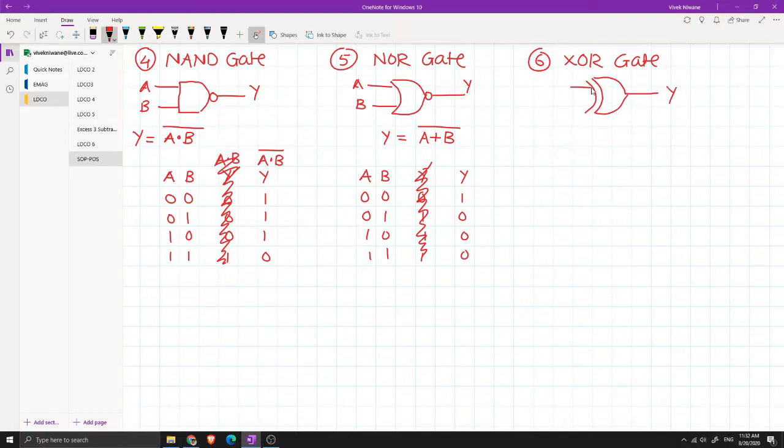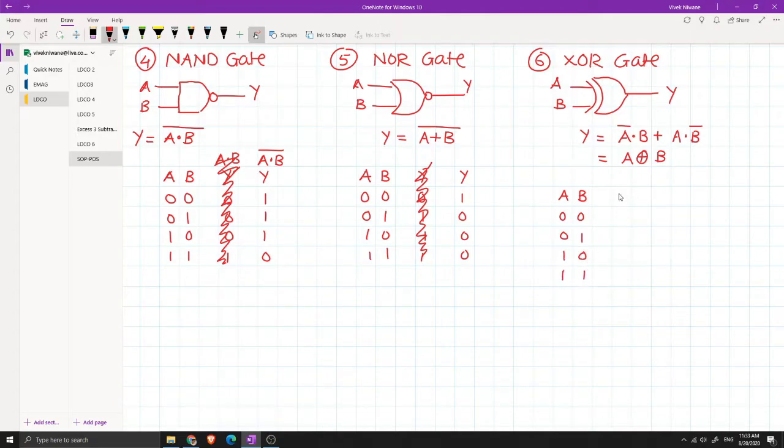We have one output Y and two inputs A, B. Its logic equation is A bar dot B plus A dot B bar. It is also represented as A XOR B. Let us try to write down its truth table. We will make it more explanatory. So we have two inputs, therefore four combinations of the inputs.